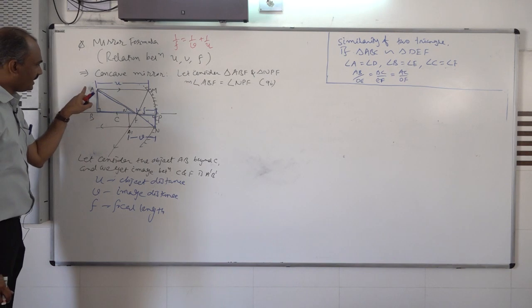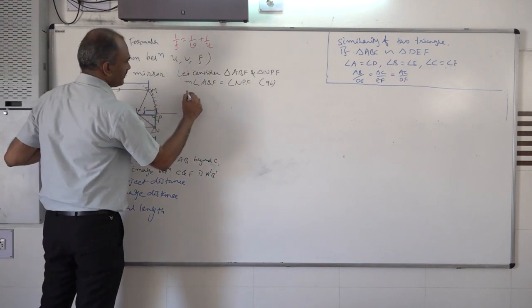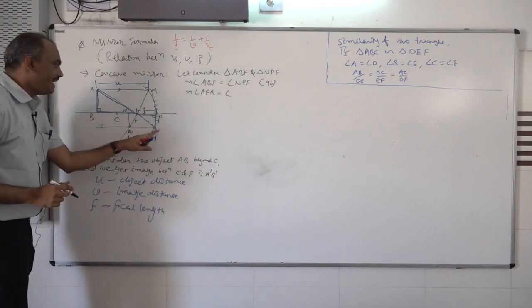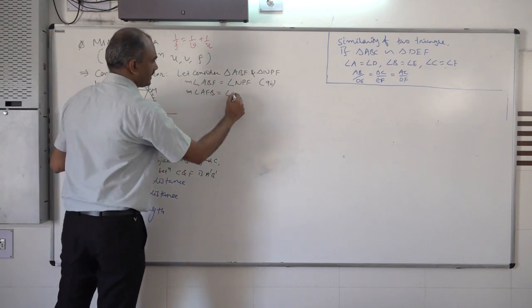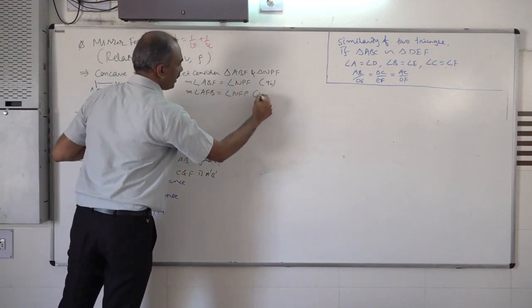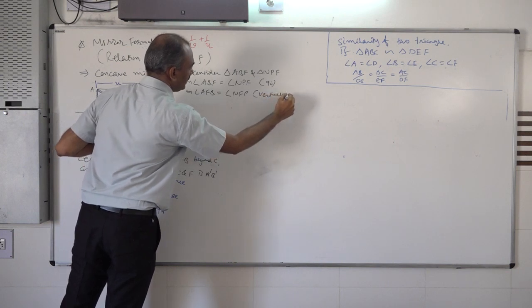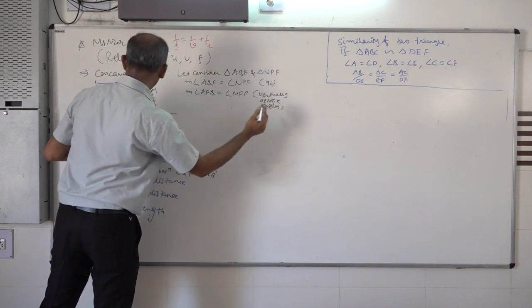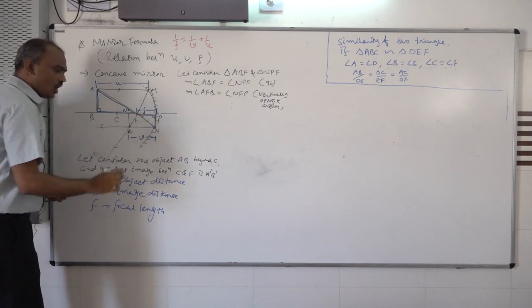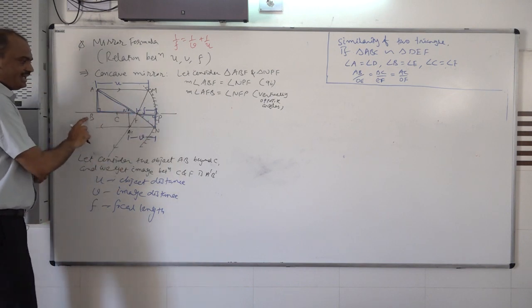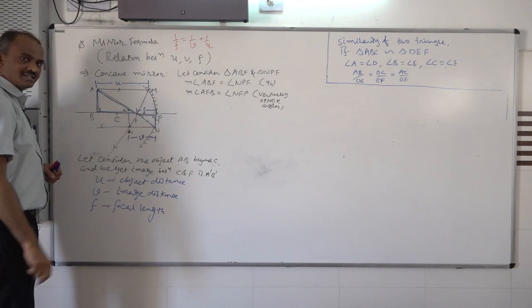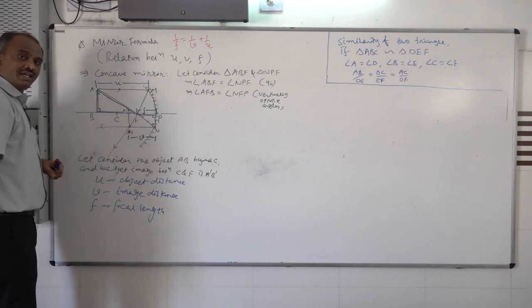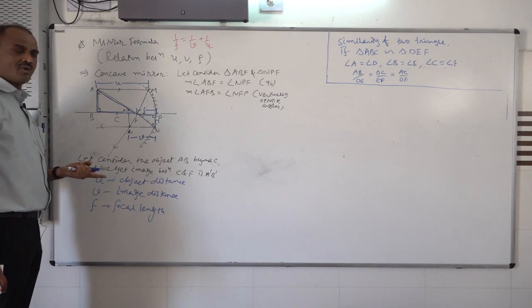Now we are considering angle AFB. Measurement of angle AFB is equal to angle NFP, because they are vertically opposite angles. These two angles are equal. So obviously the third angles are also equal, because the sum of all three angles of a triangle is 180 degrees.